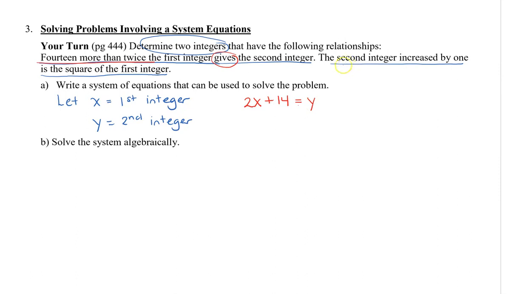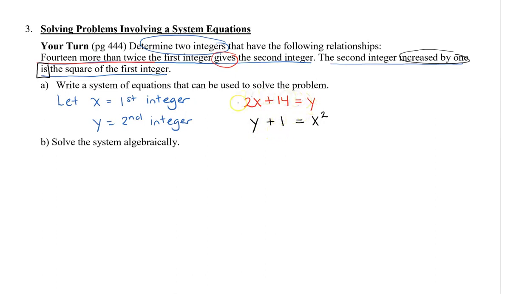The second piece of information says the second integer increased by 1. So if we take the second integer, which is y, and we increase it by 1, and then it says is. So is another way to say equals. It is the square of the first integer. So the first integer is x, so we're going to square that. So what we have now is two equations, and they both have x and y in them.